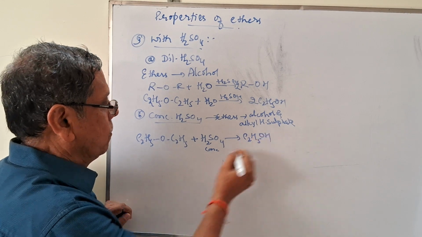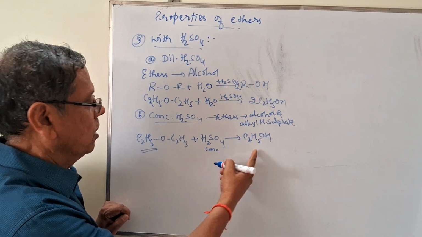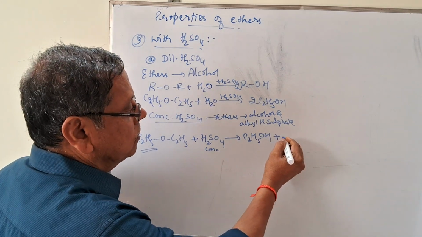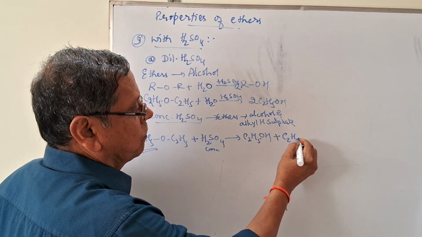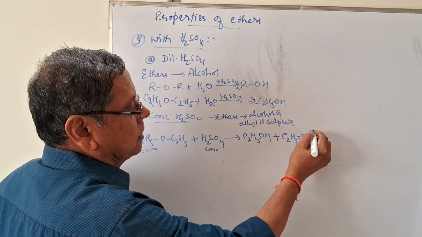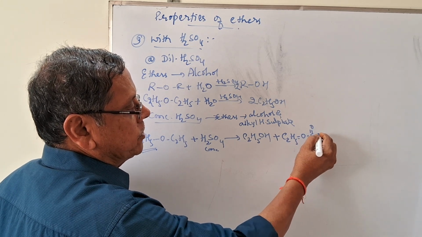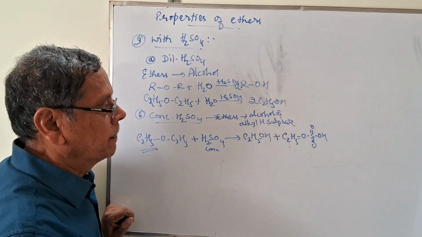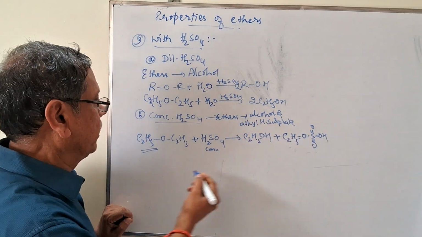C2H5OH. One molecule of alcohol is produced from one alkyl group. Then the second one is actually converted to C2H5O, S double bond O, OH. This is called ethyl hydrogen sulfate, alkyl hydrogen sulfate.